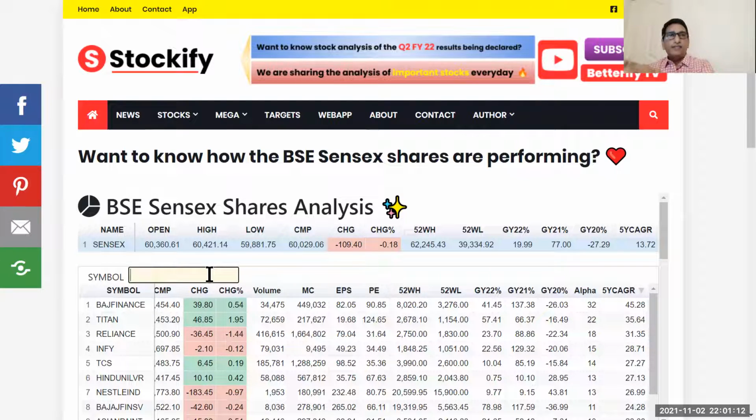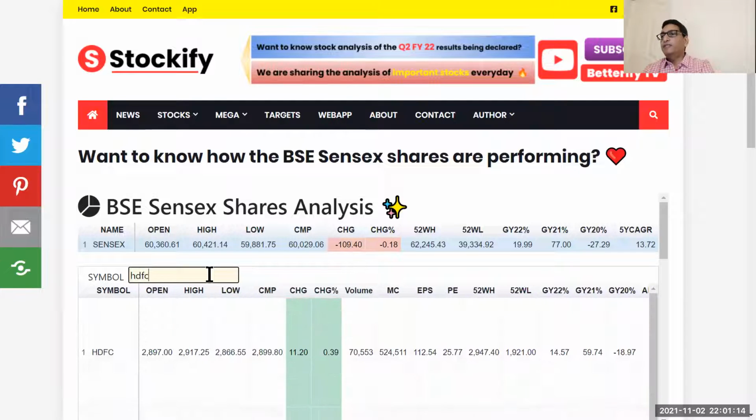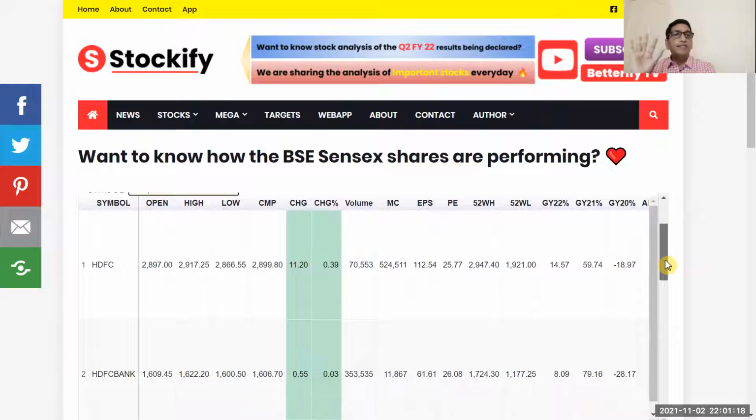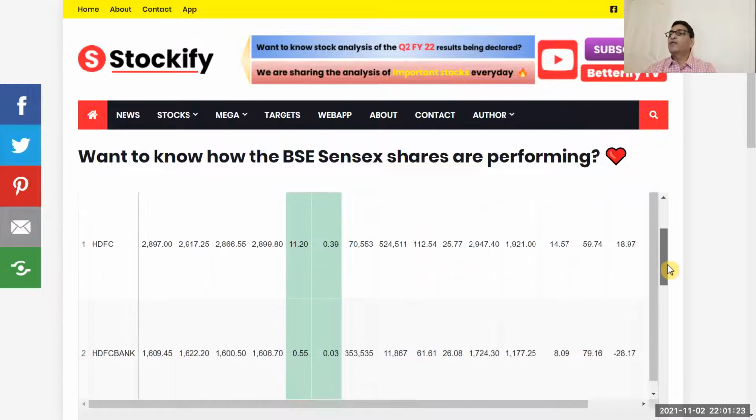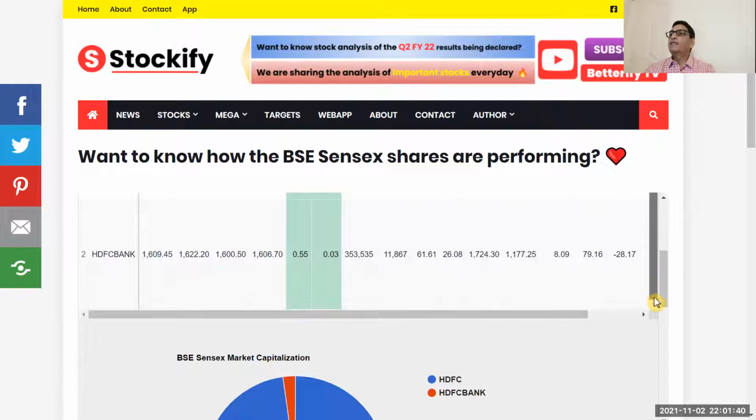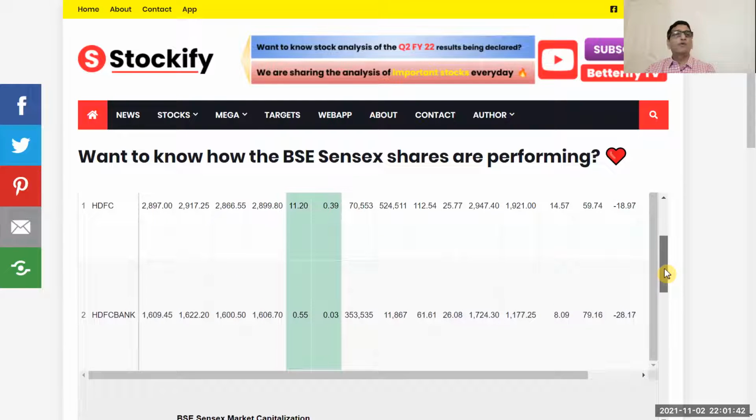So let's say if I just put HDFC, for example, just hypothetically, then it will give all HDFC group related stocks in that particular index. So in this index, what HDFC group stocks are there? You have HDFC, the Housing Development Finance Corporation, which is increased by 11.20 rupees, just 0.39% during the day. HDFC Bank increased by 0.55%, just 0.03% during the day. And then what else? As far as HDFC is concerned, there are only 2.